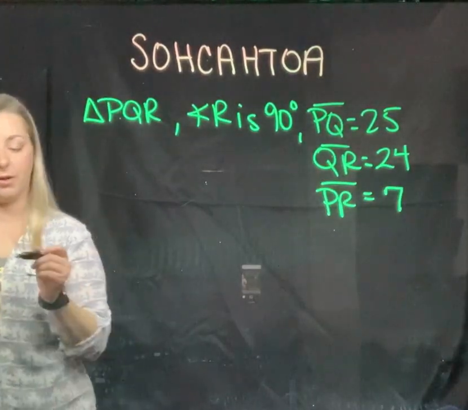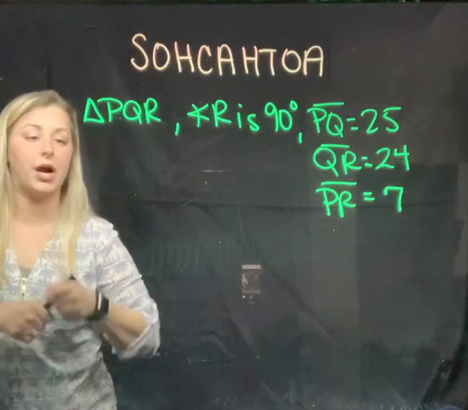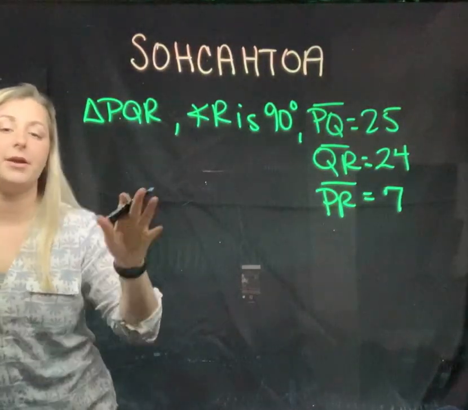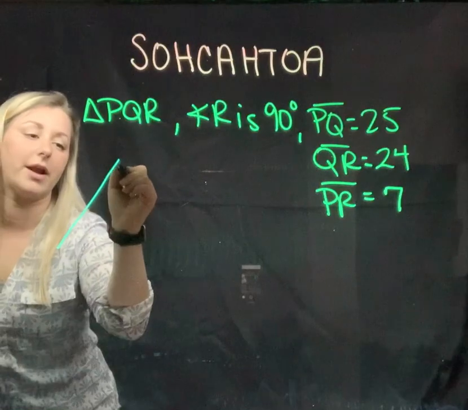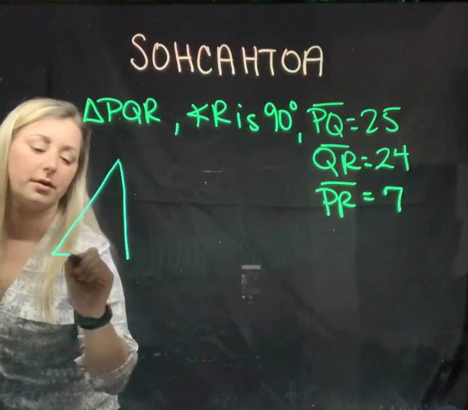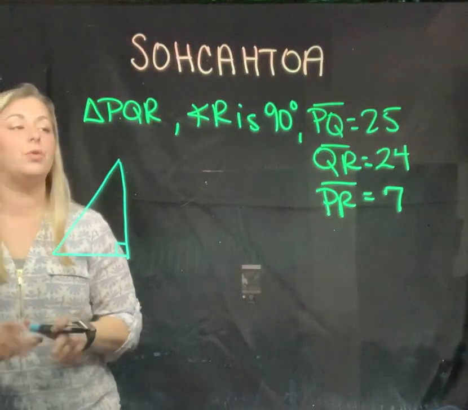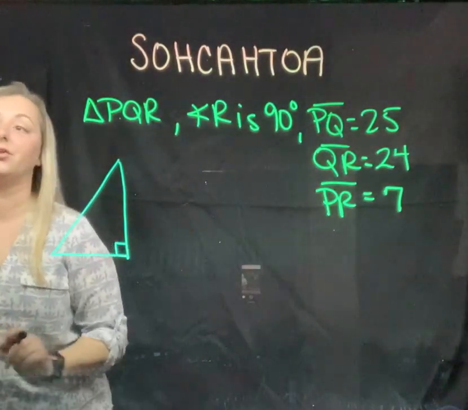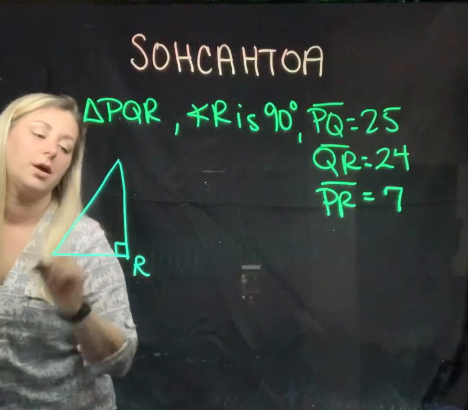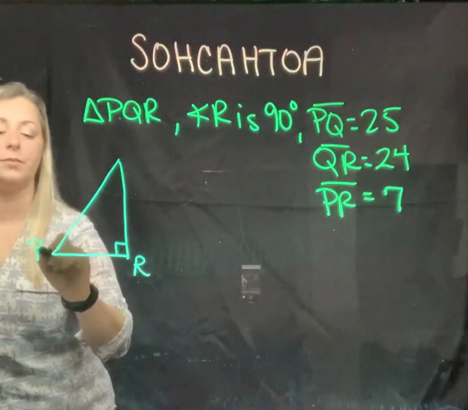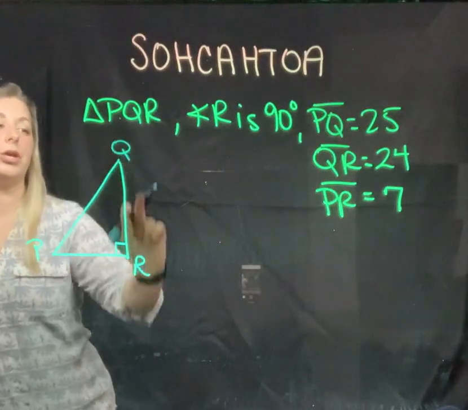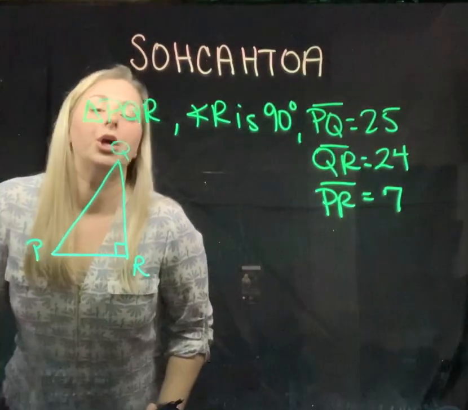So let's draw this triangle out. If I sketch this triangle, it doesn't matter how you have the triangle, wherever the right angle is, I don't care. Just label it, right? We also want PQR, and it says that R is the 90-degree angle, so this is R. And PQ, place it here. So PQR.